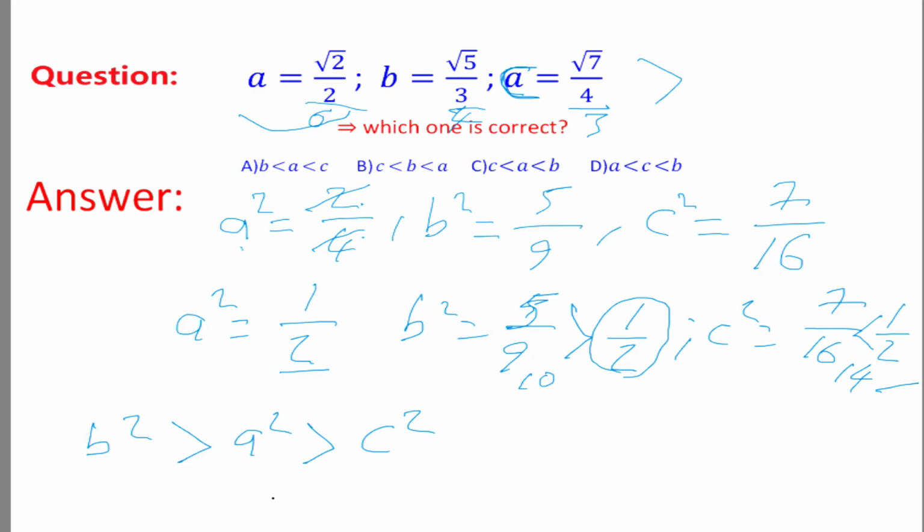And if this is the case, because all numbers are positive, B is greater than A, which is greater than C also, which gives us the answer as C, guys.